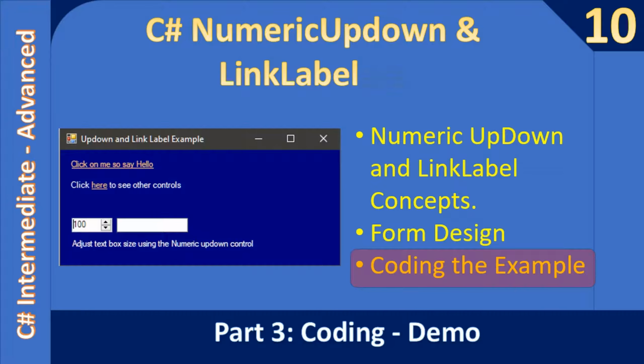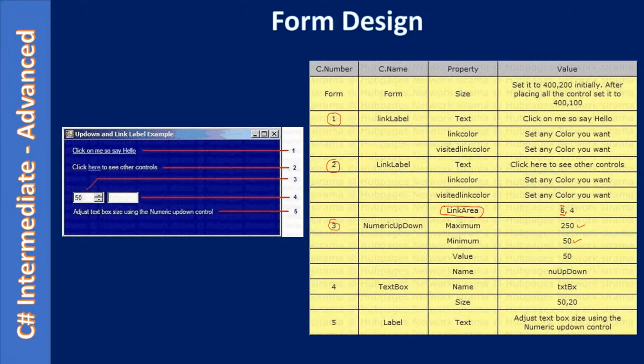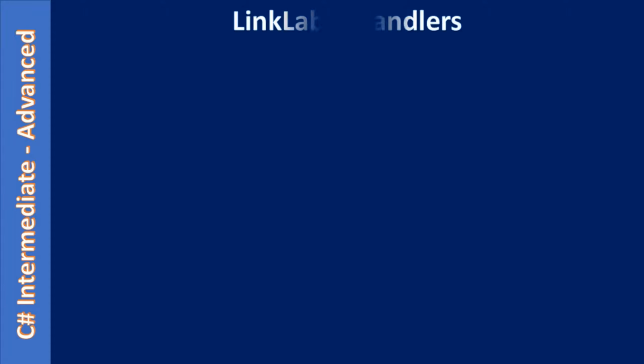Now you are at part 3 of the NumericUpDown and LinkLabel control tutorial. By this time we have designed the form, so we will go to the coding part. First, we will provide a handler for the link label.